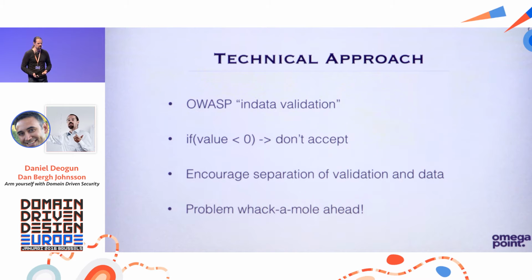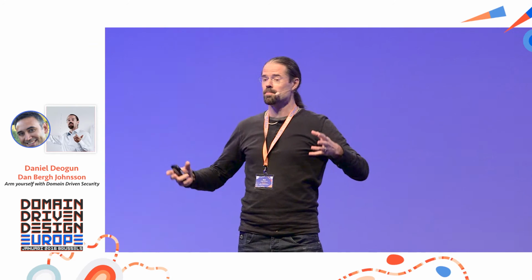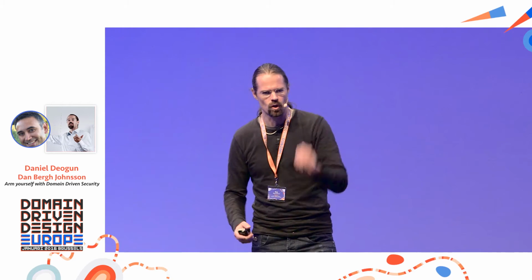So they actually give some code examples, and they say you should write stuff like guards: if value is less than, don't. The problem here is that it encourages a separation of the validation regex, or whatever you've got, from the data and the business process behind it. So it pushes a lot of validations to the border of the system. It'll be riddled with validation code, and it will probably be incomplete and inconsistent. And if you try to solve this from a technical perspective, you end up with a whack-a-mole.